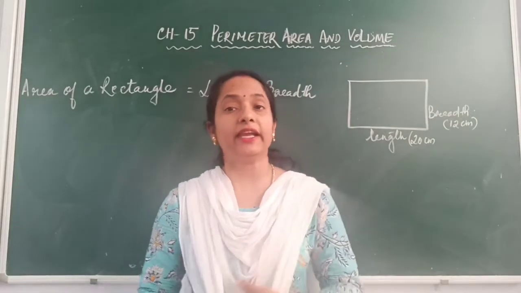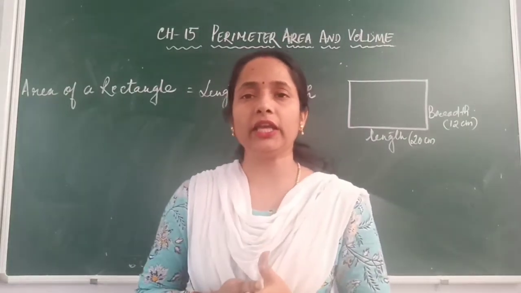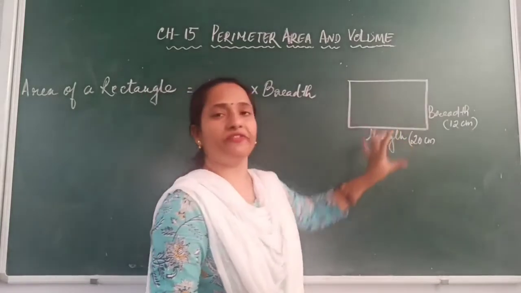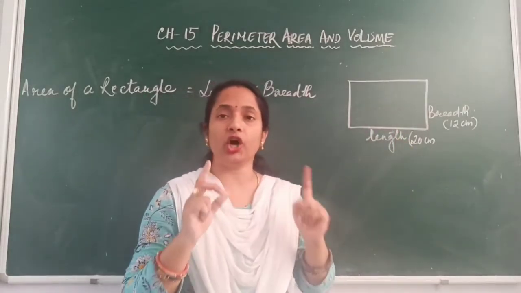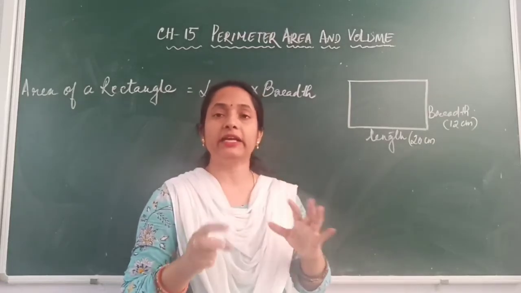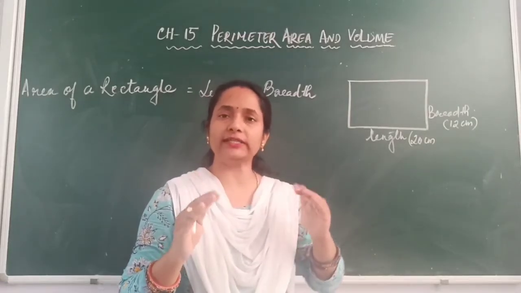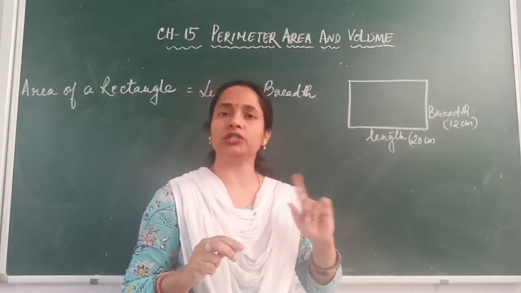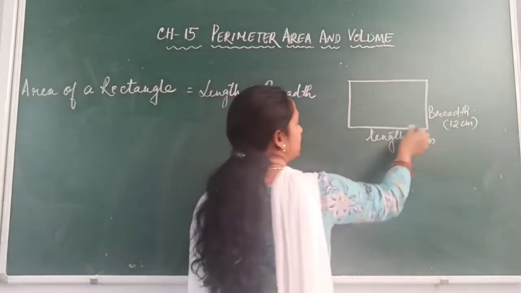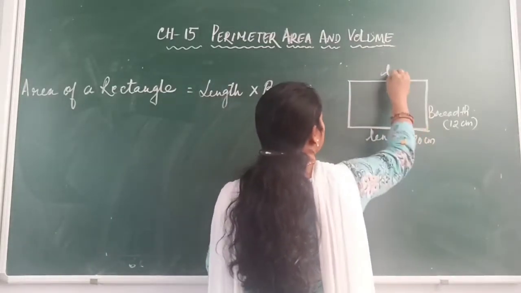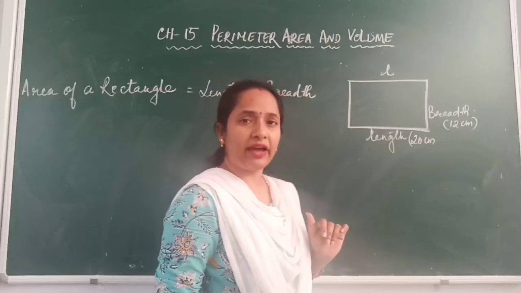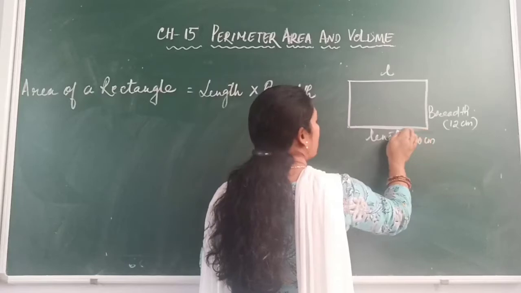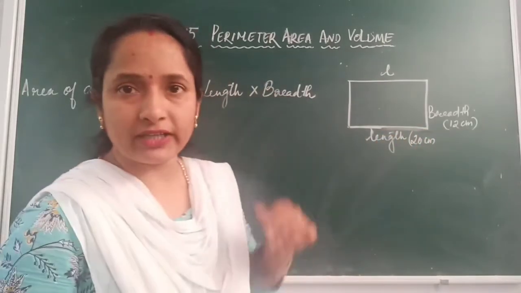So children, let us start with the area of a rectangle. We know a rectangle has two different types of sides, that is a longer side and a shorter side, where the opposite side of the longer side is of the same length and the opposite side of the shorter side is also the same. Means both the lengths of the rectangle will have the same measure, whereas both the breadths will also have the same measurement, isn't it?